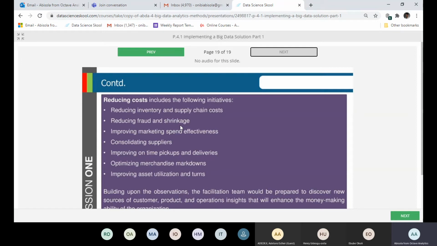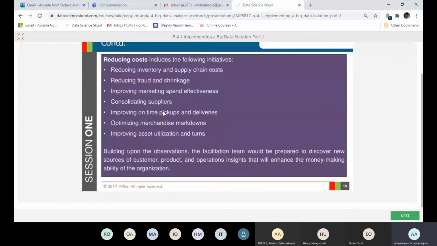So these are the different ways you can reduce costs, but all of this might not be necessary, okay? You only take the parts that are necessary to your big data solution. So these are just examples of things you can do to reduce costs, and you're trying to understand these things so that you know the kind of big data solution that would be put in place. So that is about that.